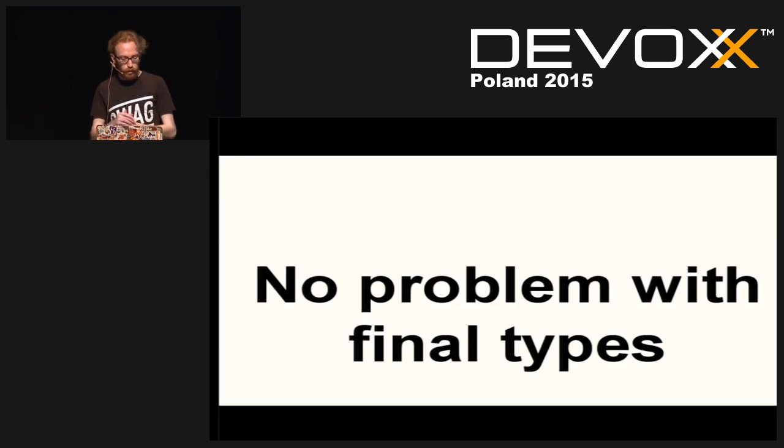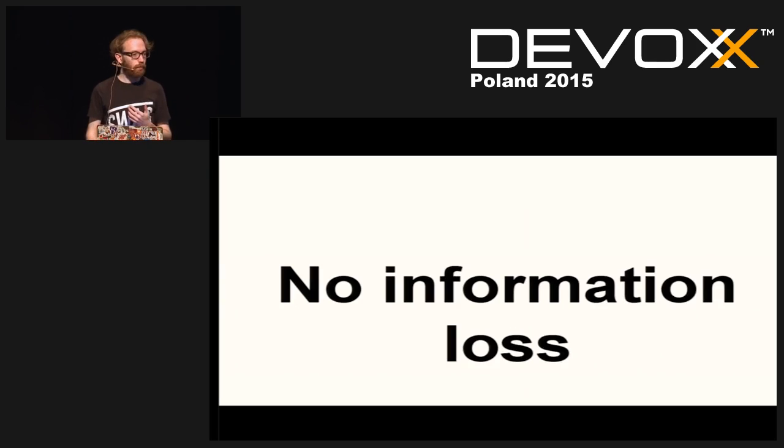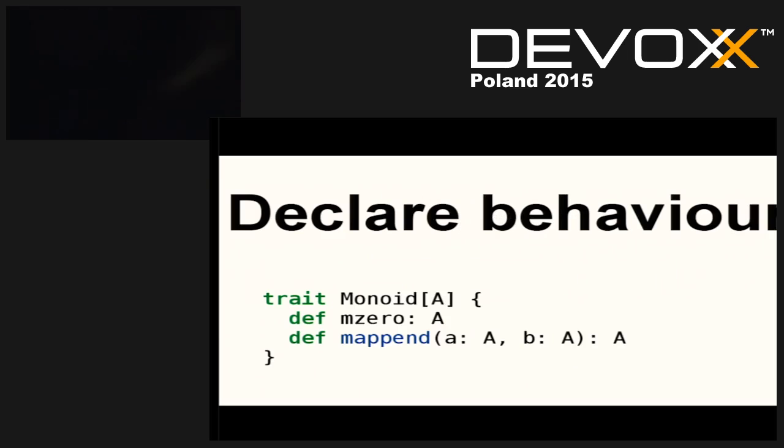With that, I don't have any problem with final types because I'm not extending another type. I'm not losing information because everything is kept in the type parameter. So everything is still an A. I don't lose information because of subtyping.